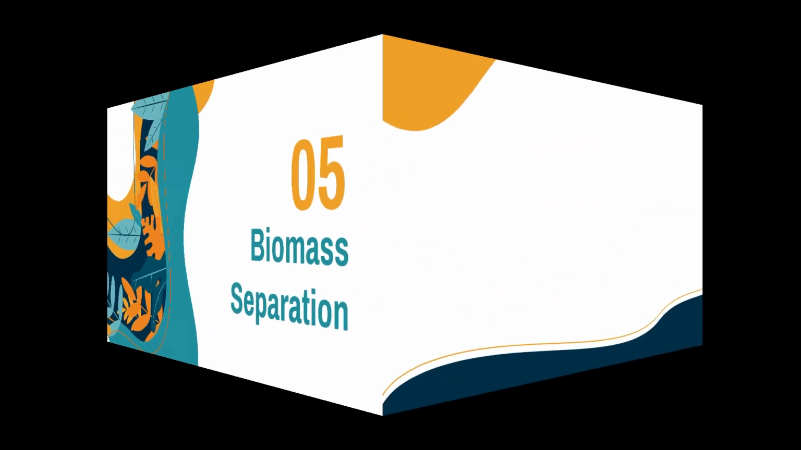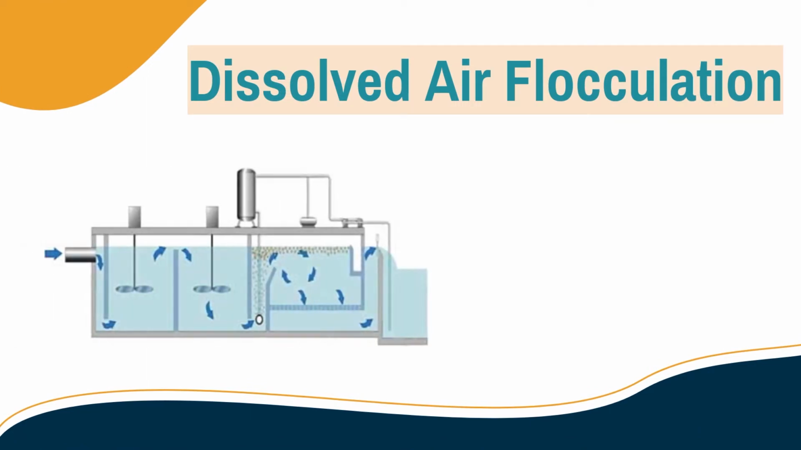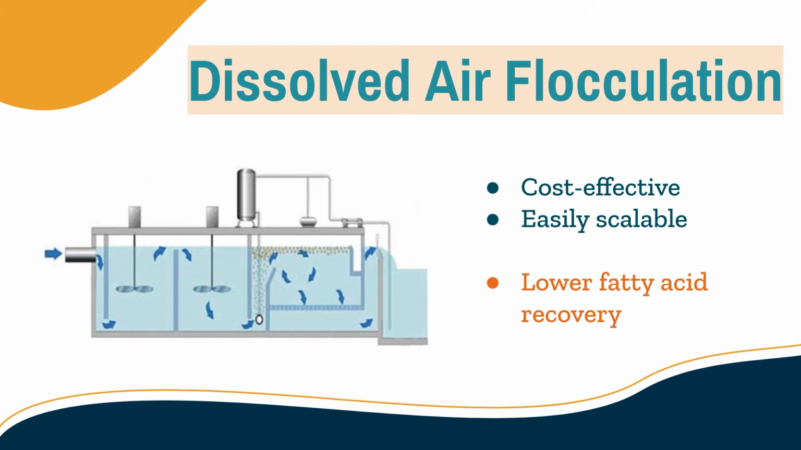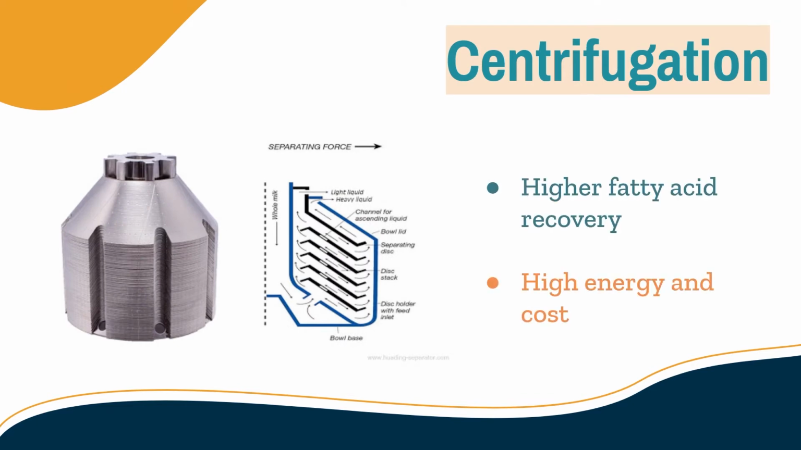Moving on to biomass separation. Two common methods that are used are dissolved air flocculation and centrifugation. In dissolved air flocculation, fatty biomass is separated using the principle of hydrophobicity alongside the air bubbles produced by agitation. Centrifugation produces higher fatty acid recovery, 68% in comparison to flocculation with only 52%. However, this method requires a combination with other techniques to increase the separation efficiency while reducing costs.